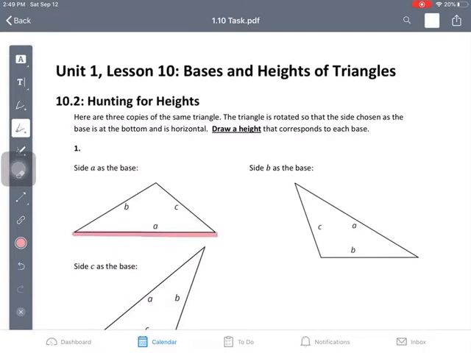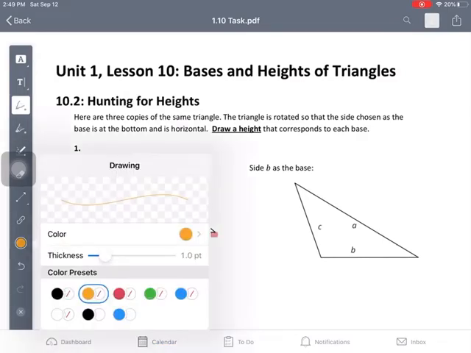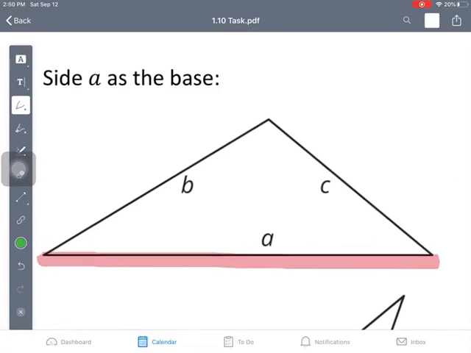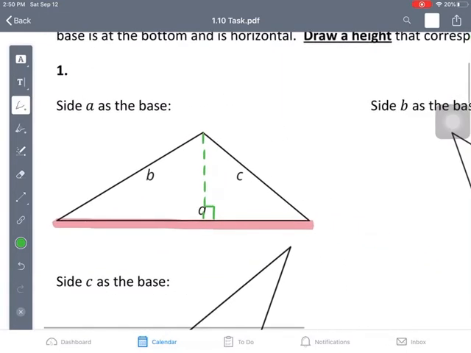So I want you to draw a height. Okay, so my height has to be perpendicular to my base. So I can't use either of these lines. This is not a 90-degree angle. This is not a 90-degree angle. So I can't use either of these lines. So I have to draw a height. I'm going to go right from the vertex, which is the top of the triangle, and that gives me my 90 degrees. So now I have drawn my height.